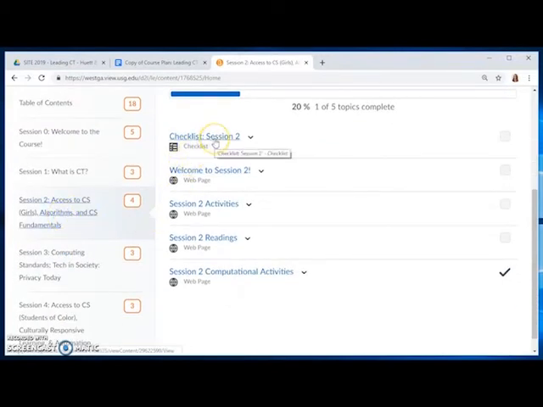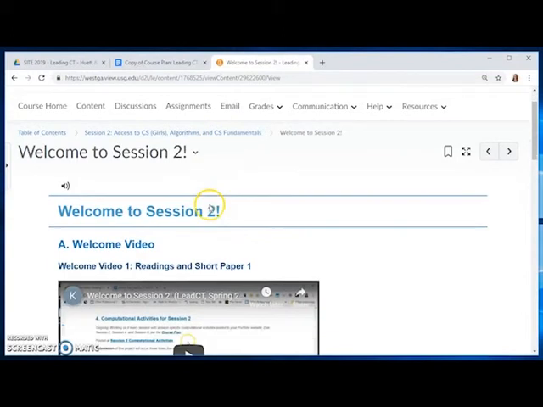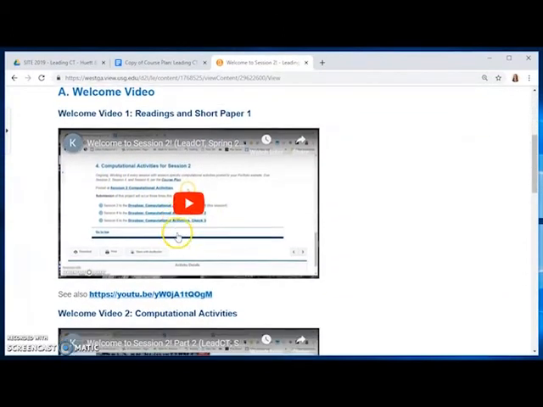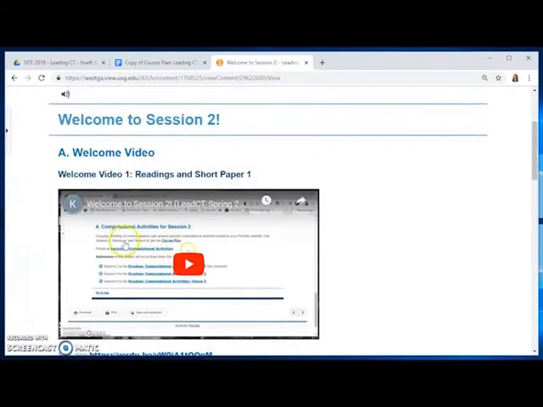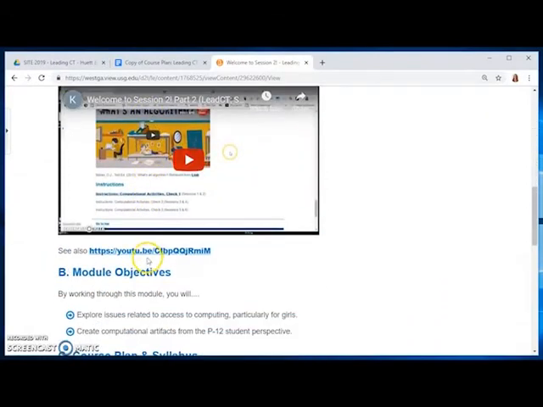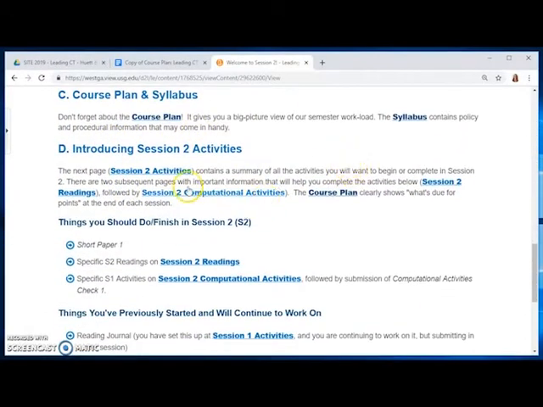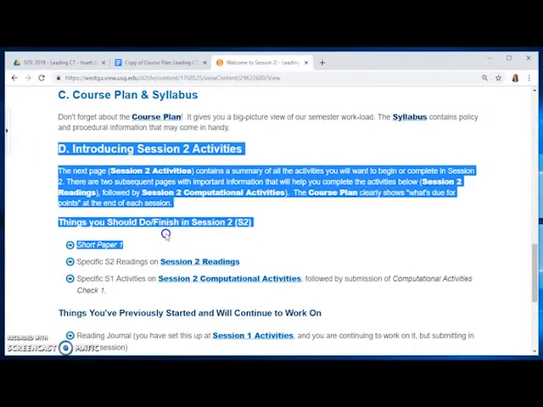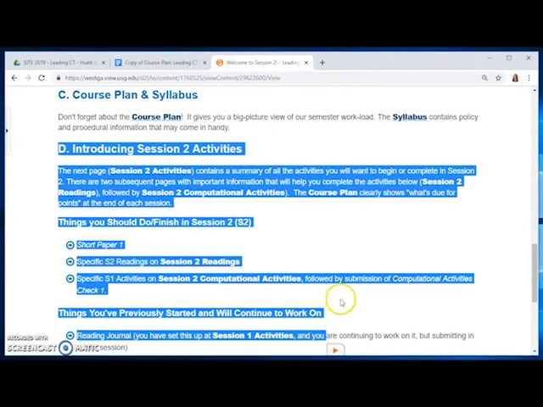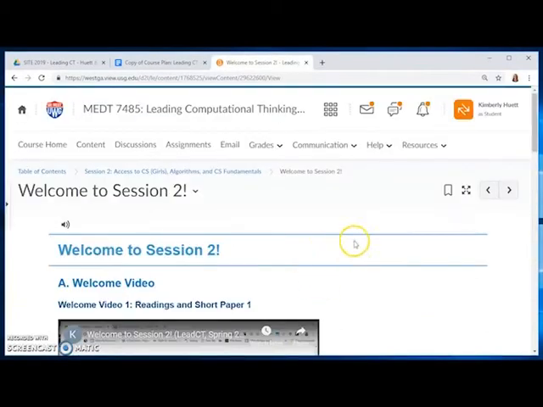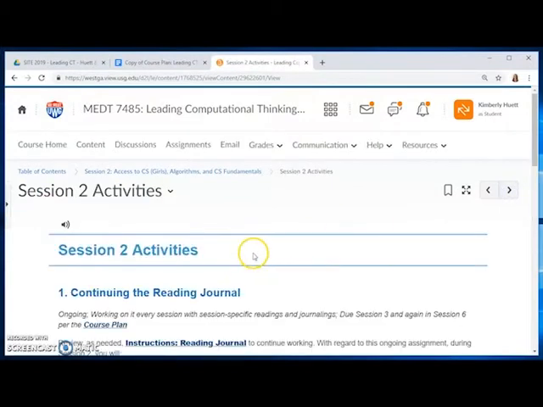We start with the checklist, telling them what they need to do that session. I talked to you about the welcome page. Here they can watch. I actually have 2 welcome videos in this session, walking them through the session. Module objectives, the course plan and syllabus. I added this additional introducing session 2 activities. I probably do this more because I'm teaching the class for the first time and I'm confused, and I want to make sure that they're not confused. It's probably not necessary.